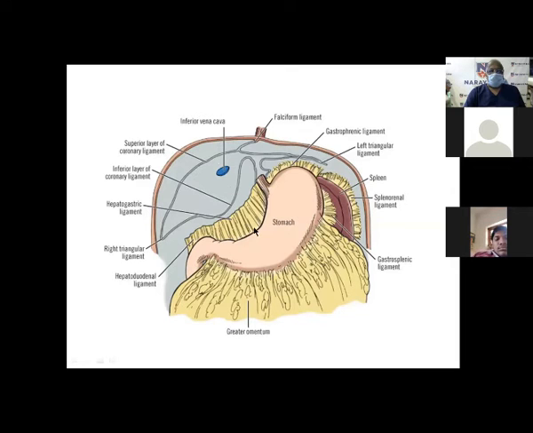Right triangular ligament, superior and inferior coronary ligaments. The left triangular ligament, anterior, superior, inferior. This is the stomach, the gastrohepatic omentum. This is the lienorenal ligament, this is the great omentum. That is how it is.